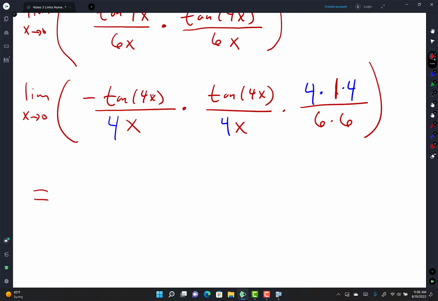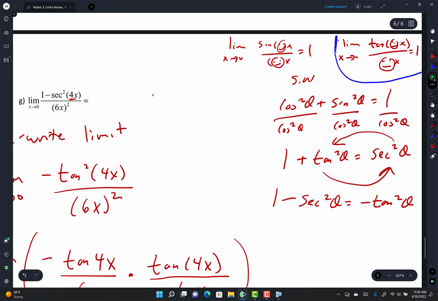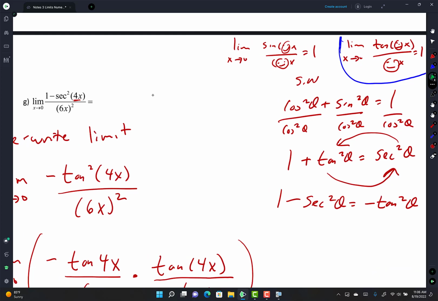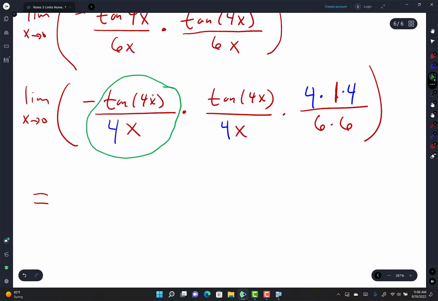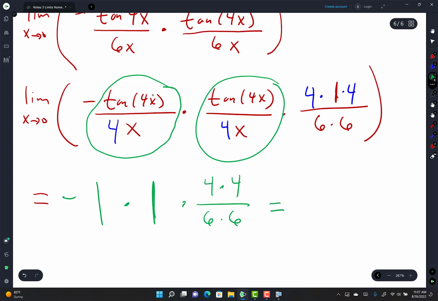You guys ready? So now this right here that I'm circling in green, and I know there's a negative in the front. That's okay. Tan 4x over 4x, according to my little theorem here, tan happy face x over happy face x, all that equals what? Yeah, 1 with the negative in the front. Yeah, it's going to be negative 1. So negative 1 times this again right here that I'm circling. Is that another 1? Times 1 times, and then I'm just going to leave it as 4 times 4 over 6 times 6.